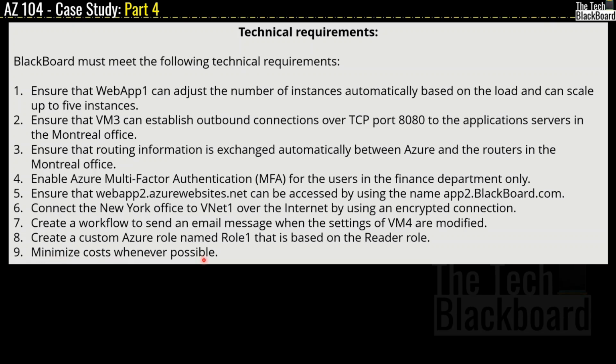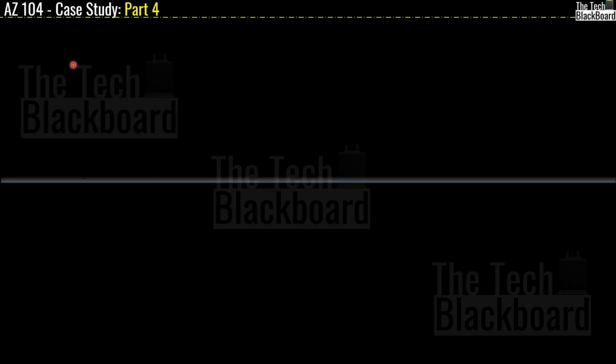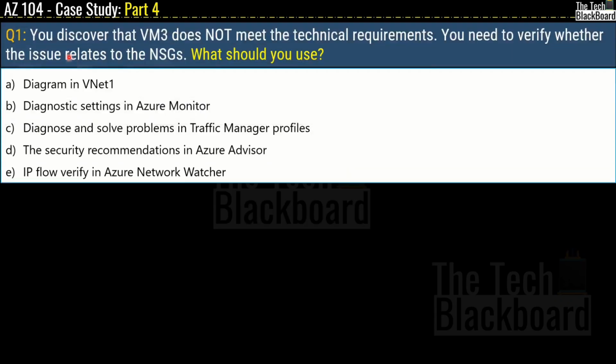We started with overview section, then we moved on to the existing environment detail, and lastly we studied about the technical requirements. Now let's move to the question and answer section. And here comes the question number 1 based on this case study. The question says that you discover that VM3 does not meet the technical requirements. You need to verify whether the issues relates to the NSG.